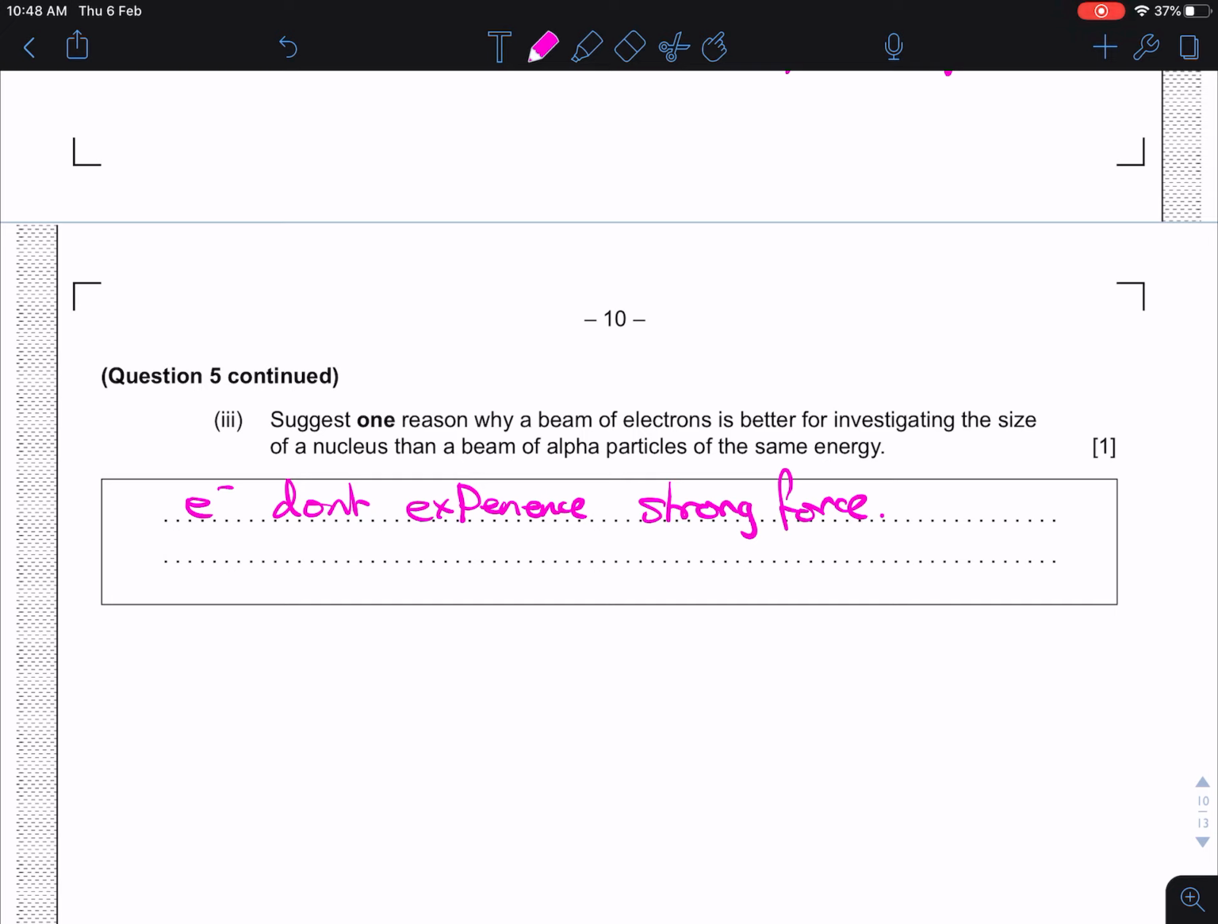The other option for this mark is that the wavelength of electrons is shorter than alpha particles, so you can get a higher resolution from your diffraction. So either one of those two would have given you that mark.